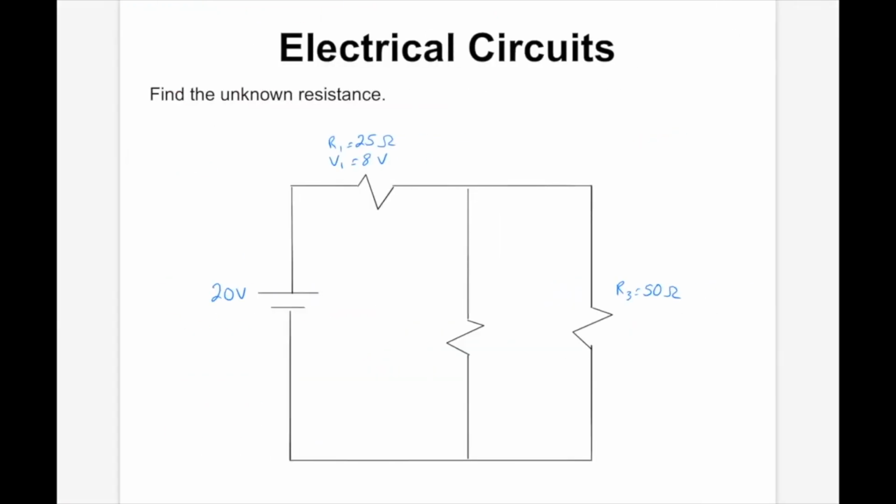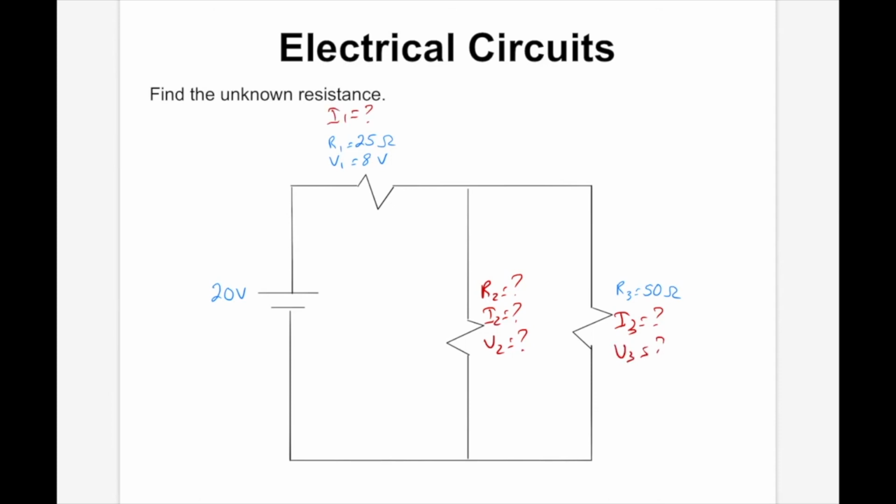Find the unknown resistance. So which resistance do we not know? We don't know this one. We don't know R2. That's our question. We also don't know I2 or V2. We don't know I3, and we don't know V3. And lastly, we don't know I1.